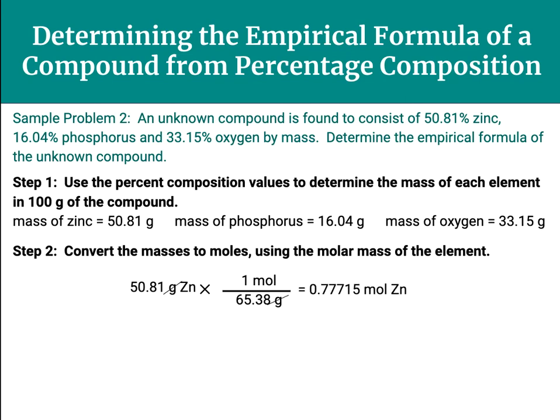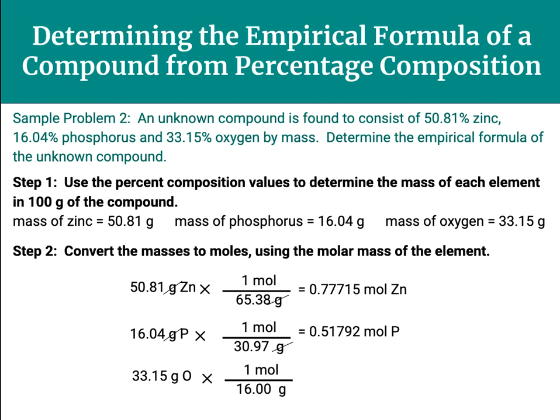So we're going to divide, and we get 0.77715 moles of zinc. Same thing for phosphorus, 16.04 grams of phosphorus. Molar mass of 30.97. We're going to divide, 0.51792 moles of phosphorus. Same thing for oxygen, 33.15 grams of oxygen times 1 over the molar mass of oxygen. So we're dividing by 16.